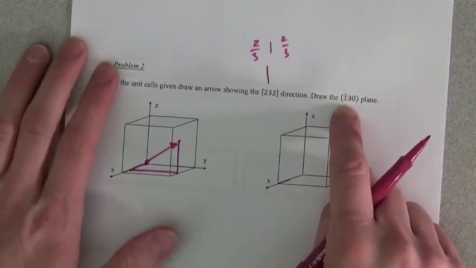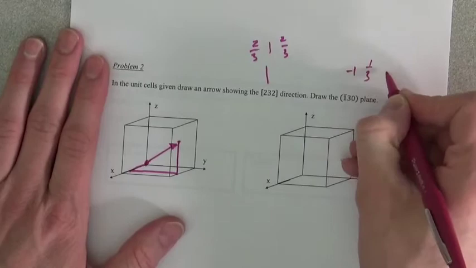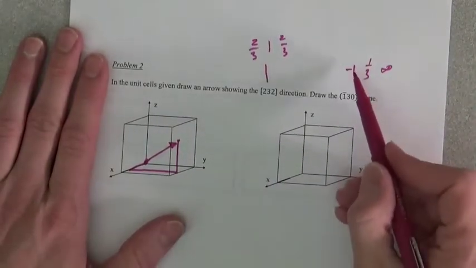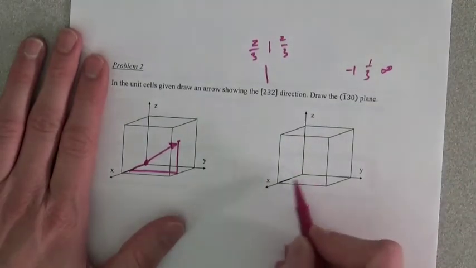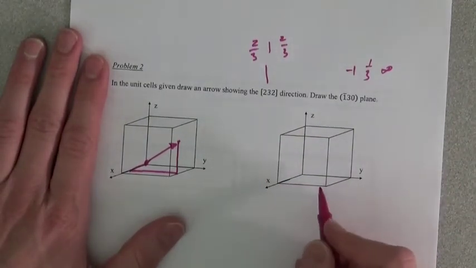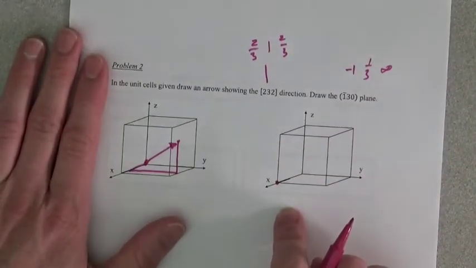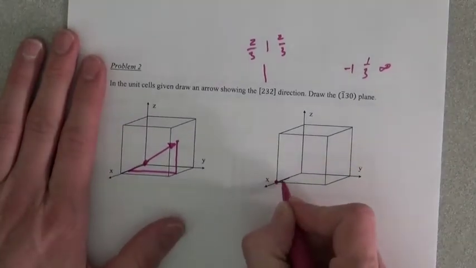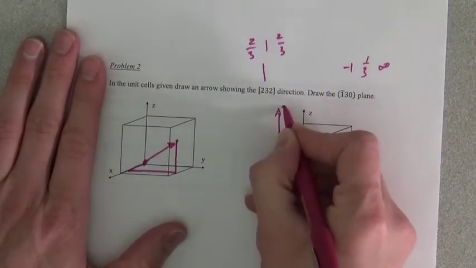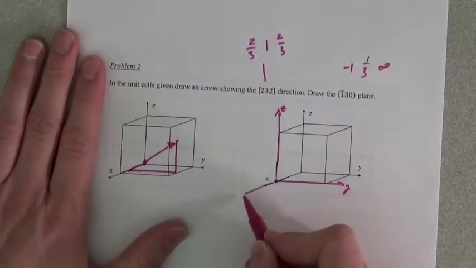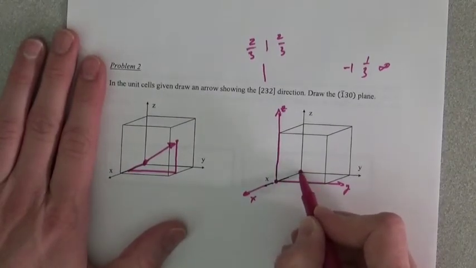Here we have the 1 bar 3 1. Inverting that, we get -1, 1/3, infinity. So we're going to be crossing the x-axis at -1. So that means we're probably going to want to pick an origin somewhere on this face, and we have a plus and a plus here. So I'm going to pick that as my origin, which means I'm going to have this as my y-axis. This is my z-axis. That's my x. I intercept x at -1.